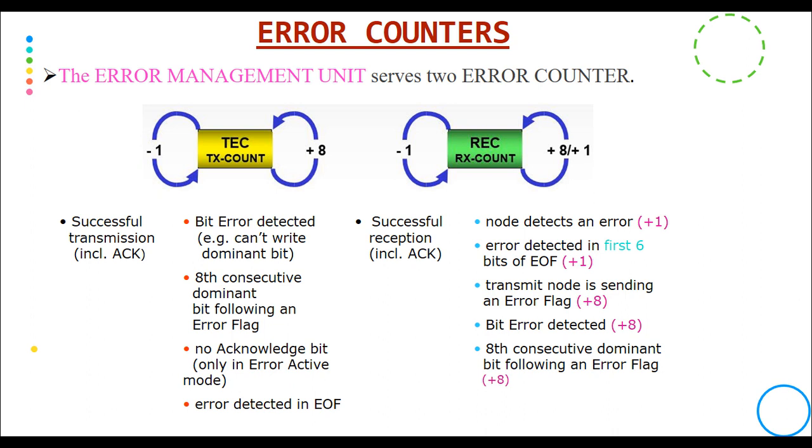Next, coming to the error counter, as I explained, this slide basically demonstrates how the counters are incremented and decremented. For every successful transmission, that is, after reception and transmission of the acknowledgement, the TEC or REC counters are decremented. If any error occurs, in case of TEC it will be incremented by 8. In case of REC, either it is incremented by 8 or by 1 based on the different types of error detection.